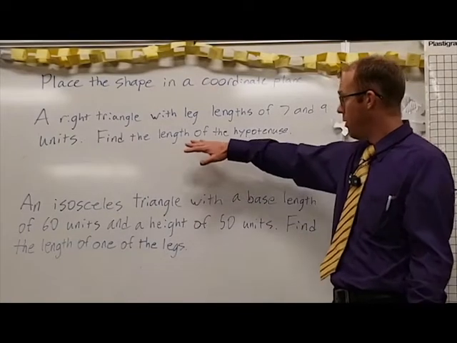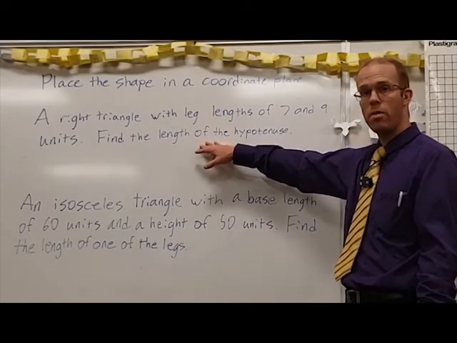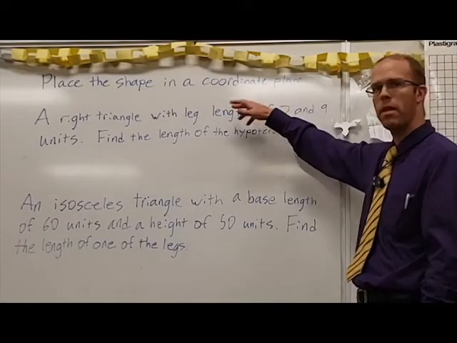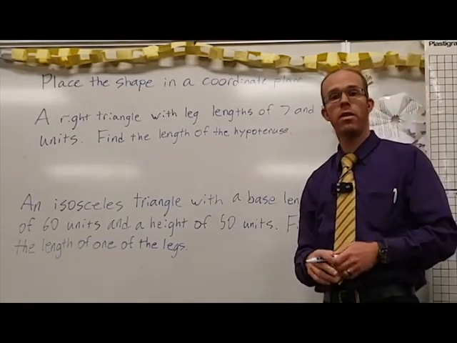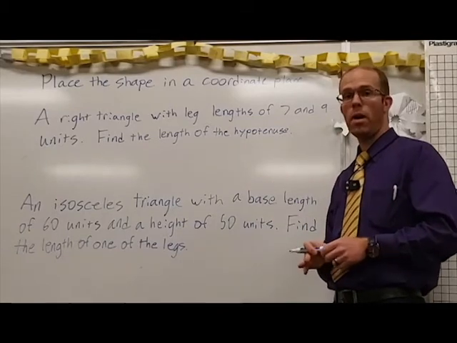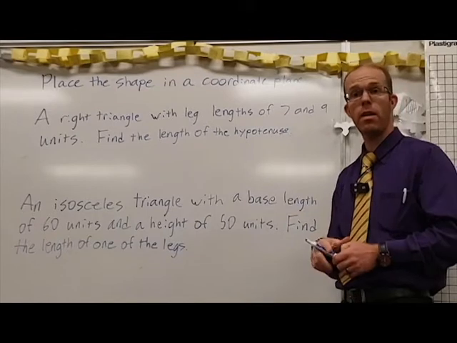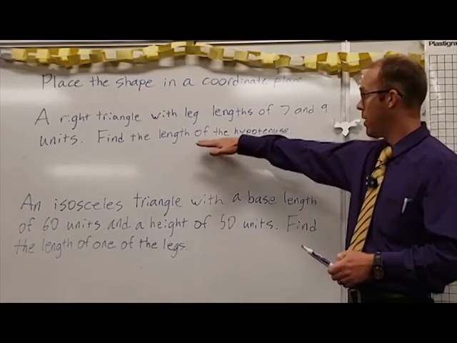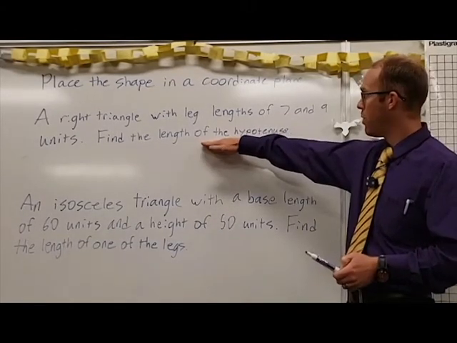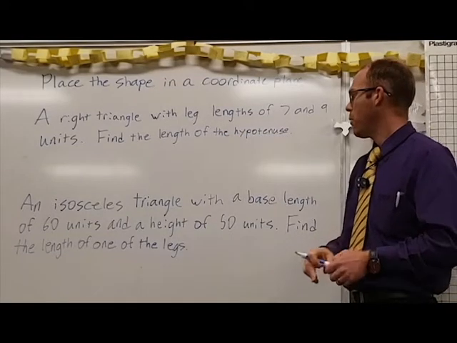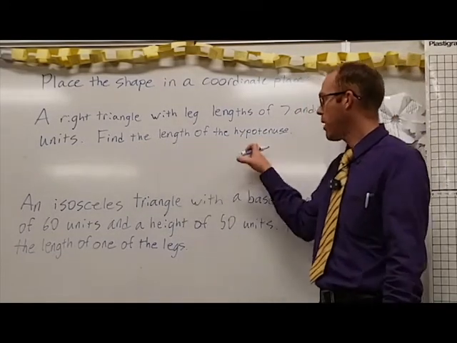For this section, we're given a description of shapes, and part of our job is to be able to place this shape in a coordinate plane. Now, I'm going to try and do this in the most convenient way possible, so let's read the instructions and see how we can put it in the coordinate plane in an easy way. The first one is a right triangle with leg lengths of 7 and 9 units. And when we're done with that, we're going to find the length of the hypotenuse.